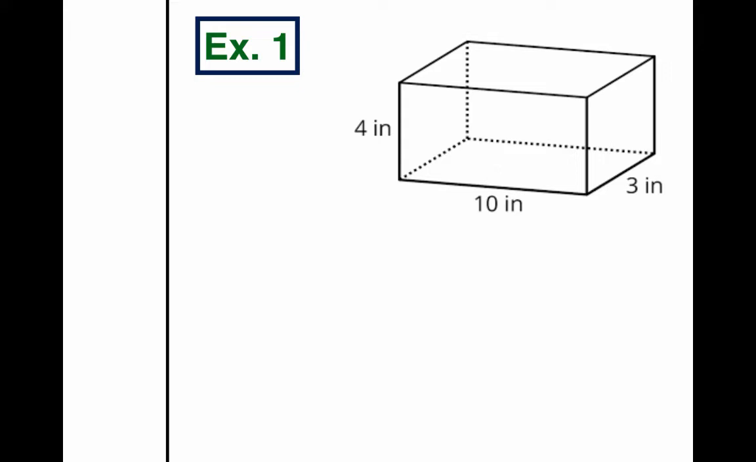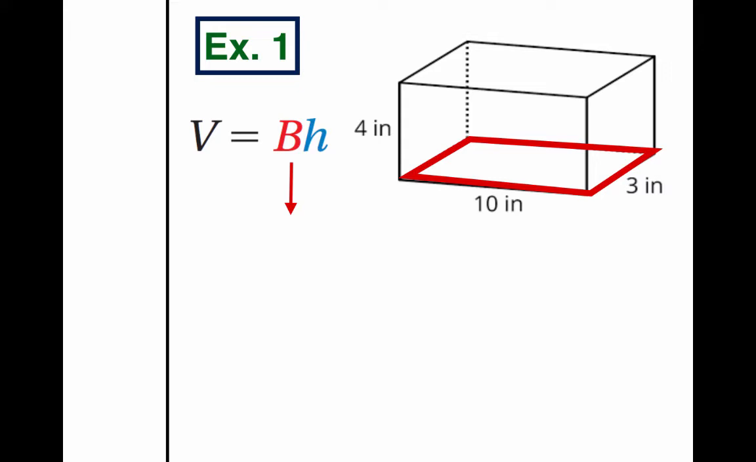Feel free, pause the video and see if you can sketch this rectangular box. Now the box has measurements. It's a 4-inch by 10-inch by 3-inch box. And what we're going to do is find the volume. So first off, we need to focus on the B, which is the base. And the base is that rectangular shape on the bottom. It's a 10 by 3 rectangle. So the area of the base is 10 times 3.